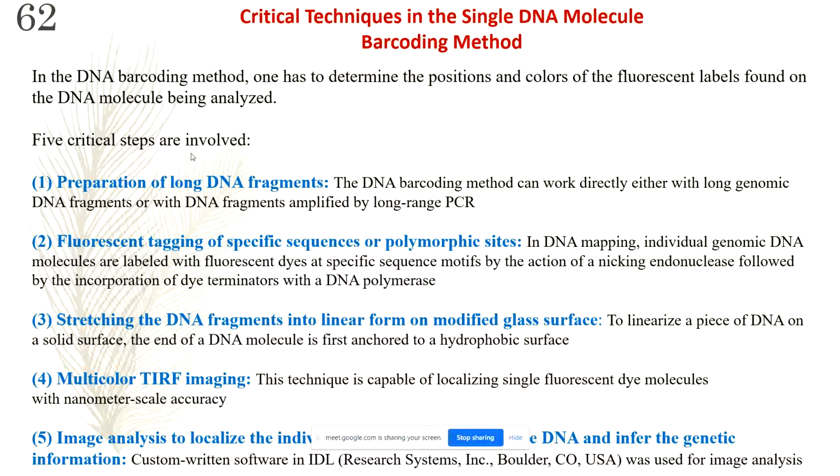First is obviously the preparation of long DNA fragments. Then you have the fluorescent tagging of these polymorphic sites or specific sequences. Then stretching these DNA fragments to make them linear and attaching them to a solid surface. And obviously the last will be the imaging, and then you have to analyze the imaging options.